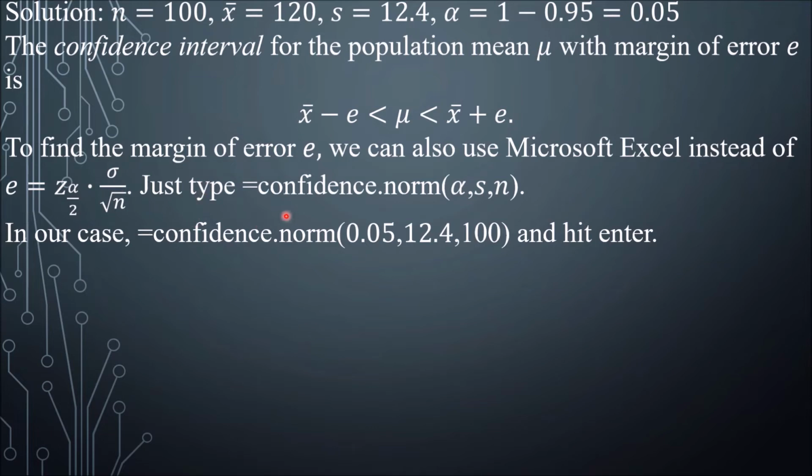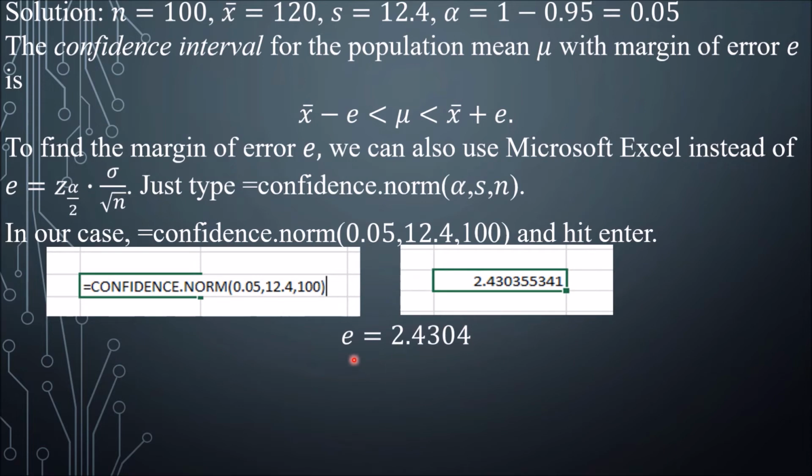Just type equals CONFIDENCE.NORM, then alpha, sample standard deviation, and then number of samples. In our case, we have 0.05 our alpha, 12.4 our sample standard deviation, and n is equal to 100, and hit enter. As a result, we have this one. So margin of error is equal to 2.4304.